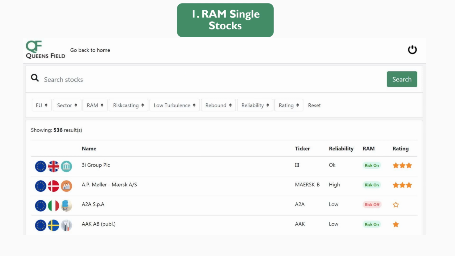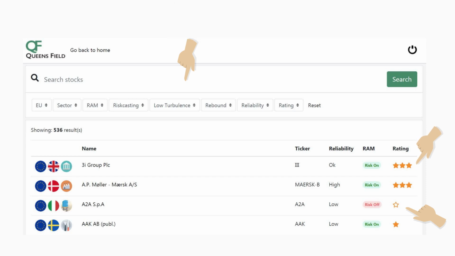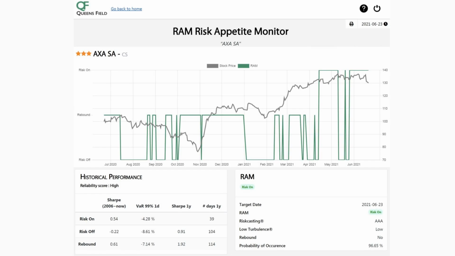RAM Single Stock offers a near-term forward-looking risk perspective on each stock, with a simple aggregate rating from 0 star, signaling a low or uncertain perspective, to 3 stars, corresponding to a high degree of comfort and confidence. Zooming in on AXA, a 3-star stock. The green line displays the history of the RAM signal. The gray line references the rescaled stock price over the last 12 months. Finally, the reliability score and the Sharpe ratios over the long term and the short term are displayed.